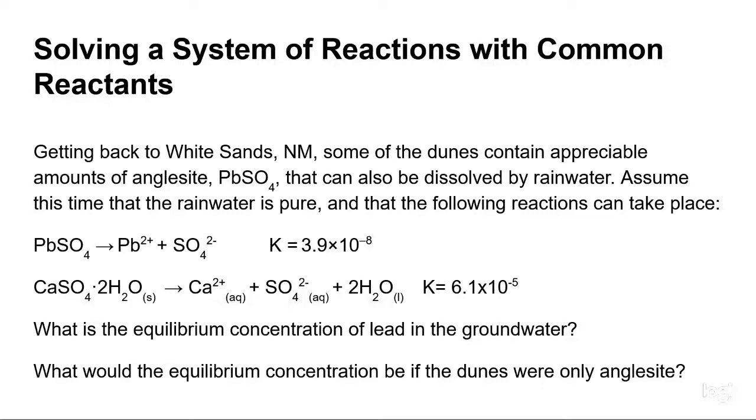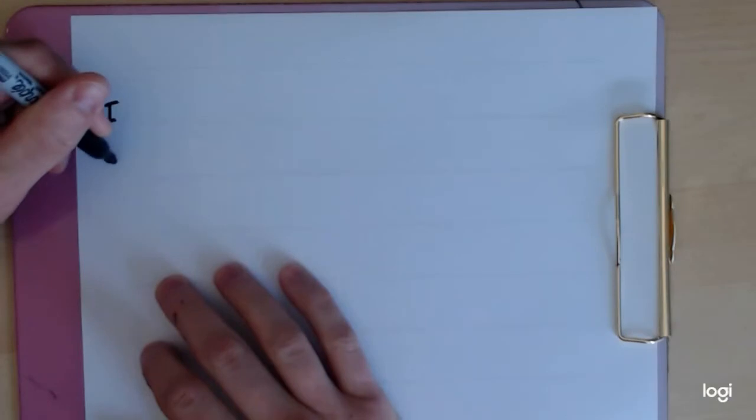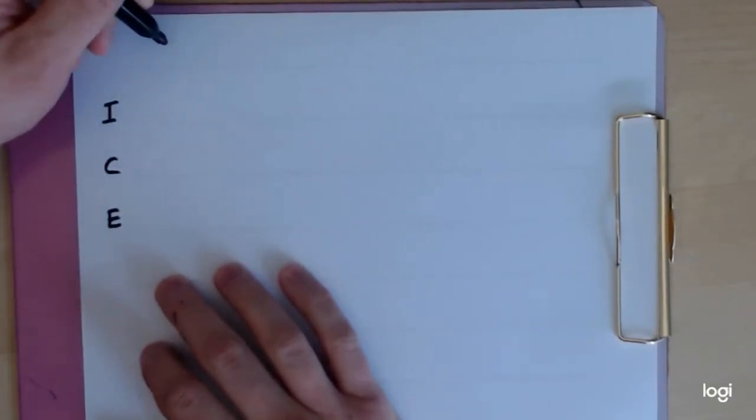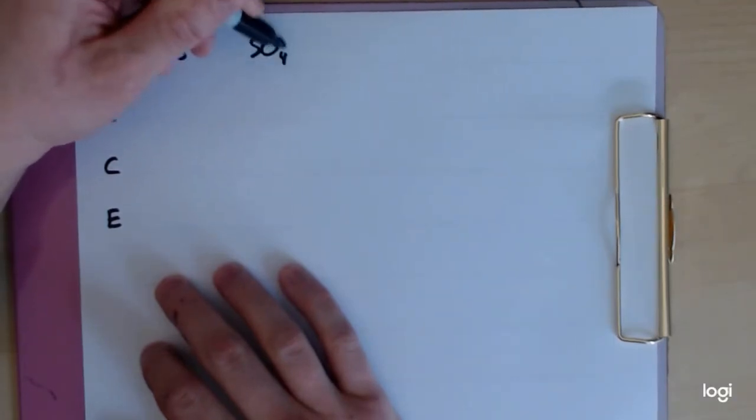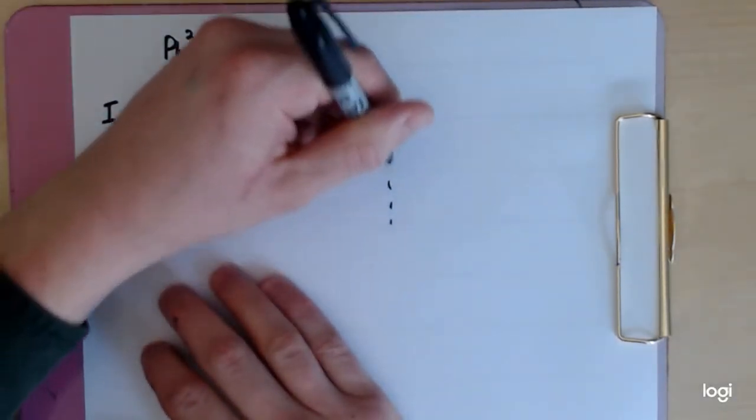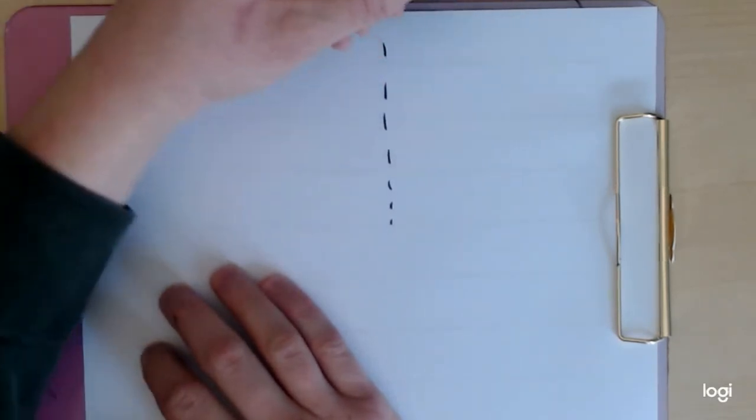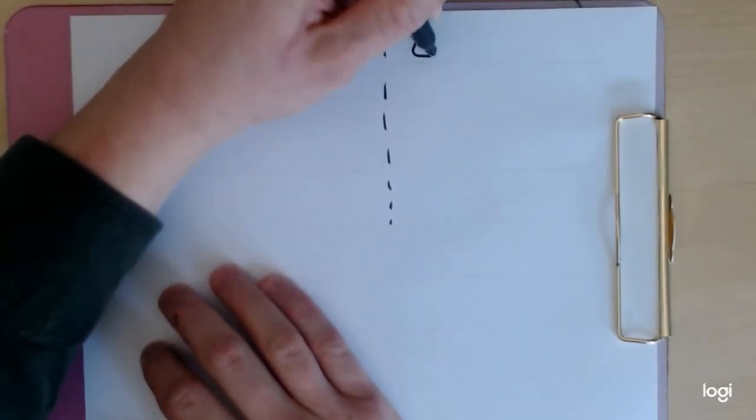Please calculate the equilibrium concentration of lead in the groundwater to begin with, assuming that both of these reactions can take place. And then what would the equilibrium concentration be of lead if the dunes were only anglesite, if there was no gypsum involved in the dunes? So let's work that. Okay, let's start off by making 2 different ICE charts, one for the lead reaction and one for the gypsum reaction.